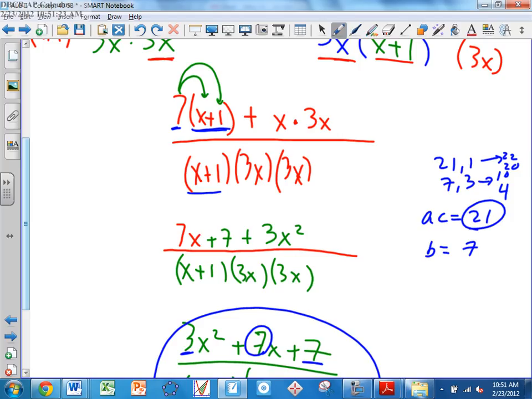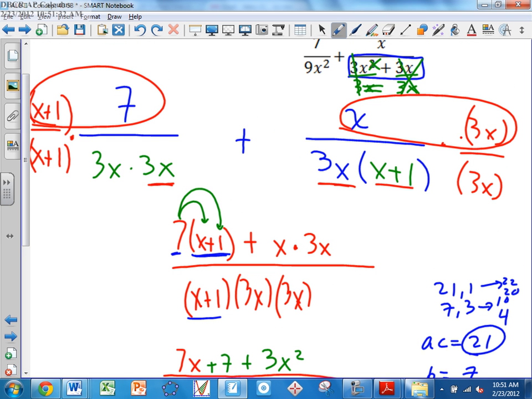How come there's only 2 of them? Because look at the original. You had x plus 1, 3x, 3x. X plus 1, 3x, 3x. You just carry one of them down. So you just carry this denominator down to here, or this denominator. They're the same denominator. Remember?